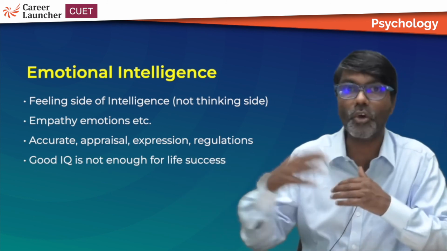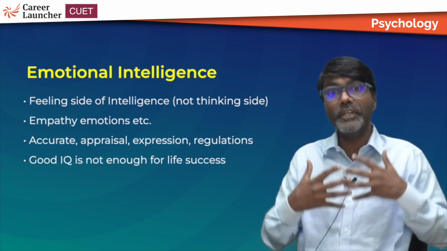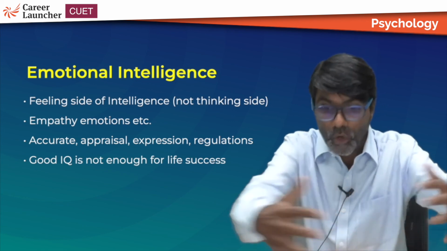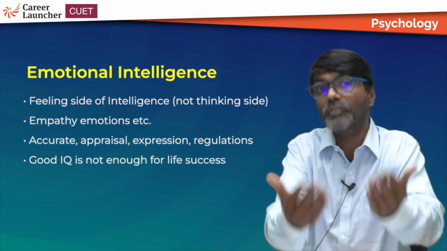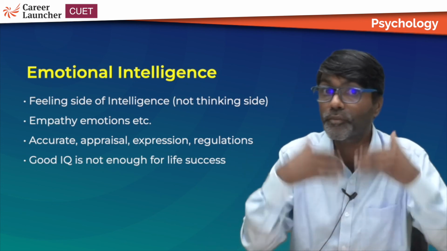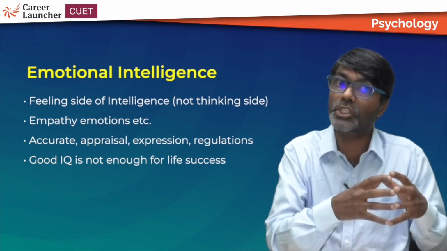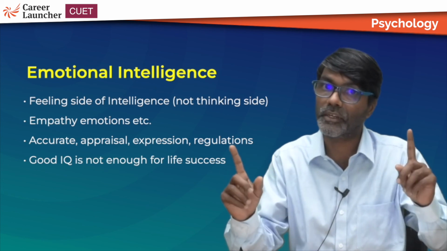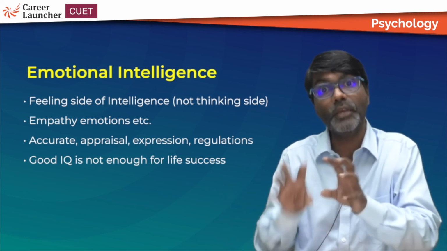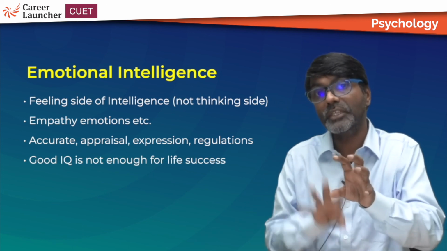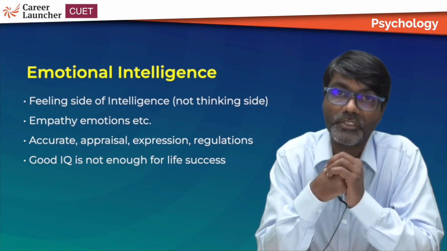How is the person talking to another person? How assertive is he? How accommodative is he? All of these form a part of intelligence, which is the feeling side of intelligence, not the thinking side. The feeling side of intelligence is called emotional intelligence, and emotional quotient comes from there. Same thing. What is the mental age? What is the chronological age? Similarly, what is the emotional age and what is the chronological age? That gives you the EQ of a person.